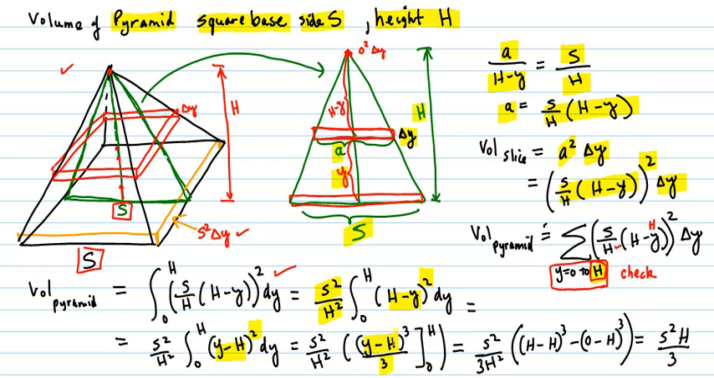And to believe that, just differentiate this back and you'll get y minus h quantity squared. Evaluate from 0 to h, and it comes out the classic volume of a pyramid, 1/3 s squared h.